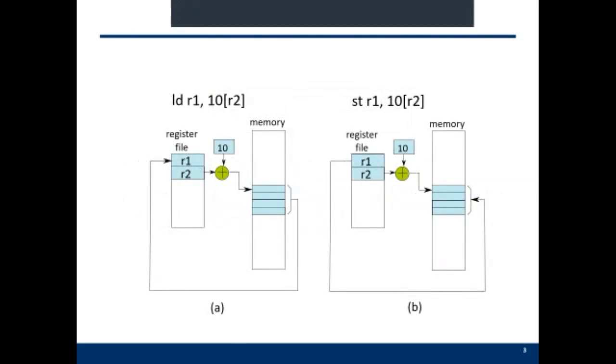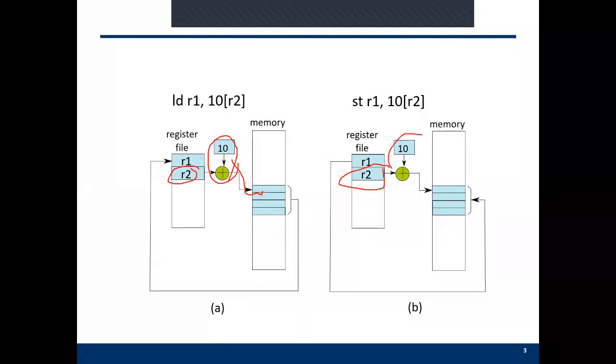So here is a more detailed explanation of those two instructions. First, we need to read the content of R2, then add 10, and then access the memory here. We do that in the same way for both. The only difference is that for the first one, we read some data from that address. For the second one, we write some data to that address.